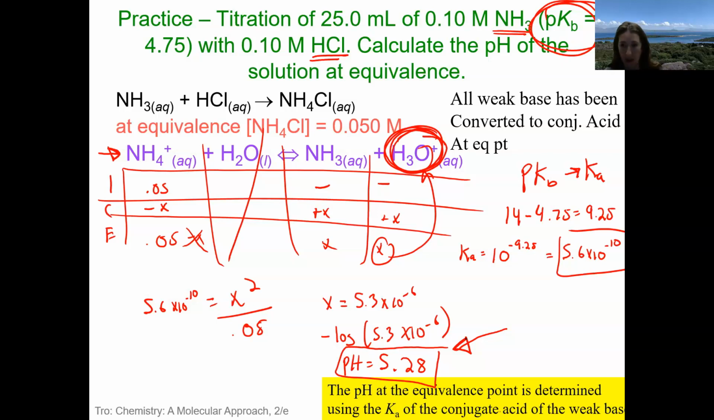All right, questions on this one. We still have to do after the equivalence point, which is really easy. It's just the pH of a strong acid. It's super easy, the pH of a strong acid.